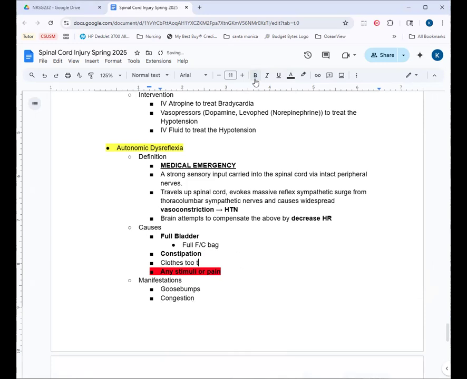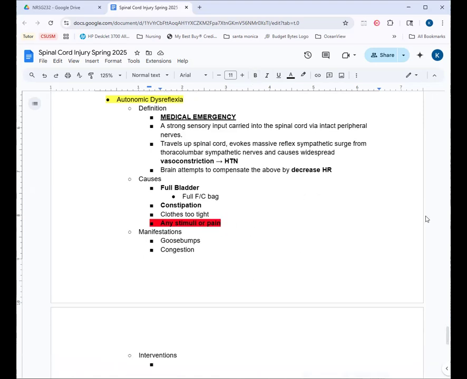Clothes too tight. It could be something as simple as somebody left the cap of the lancet underneath the person and it's causing stimulation to them. So it's a continuous stimulus, or it's painful to them. The ones that were given to you were the full bladder and the constipation, but basically it's anything that can cause stimulation to the patient or any pain. So that's like an umbrella term for it, I guess.